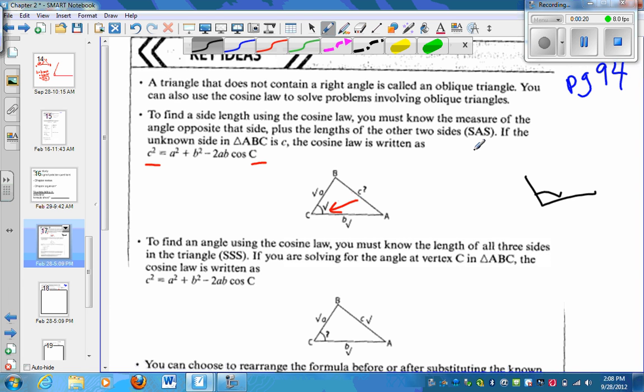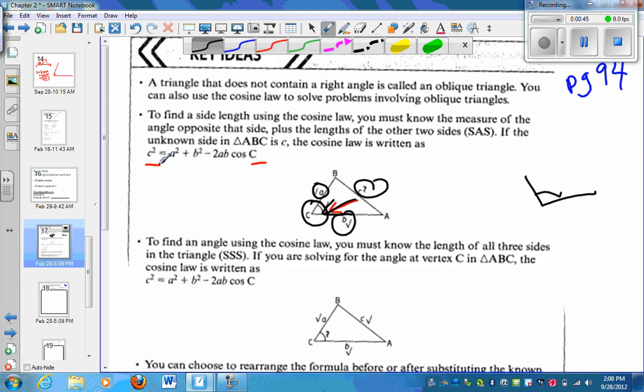Okay, so to find a side length using the cosine law, you must know the measure of the angle opposite that side. So if I want to know c, you need to know what's across from it, plus the length of the other two sides. In other words, you have side, angle, side. If the unknown side is c, then the cosine law is written as c squared is equal to a squared plus b squared minus 2ab cos C.